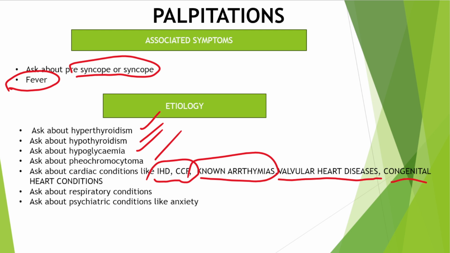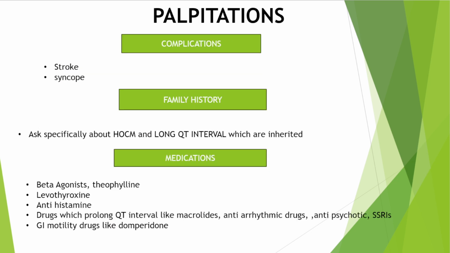Then we will ask about congenital heart conditions like ASD and VSD. They can present with palpitation. Then we will ask about respiratory conditions which can lead to palpitation, like COPD and asthma. These patients are taking beta agonist drugs, so that can lead to palpitation. Then we'll ask about psychiatric conditions like anxiety and panic disorders. They can lead to palpitation. So we'll touch upon the etiologies.